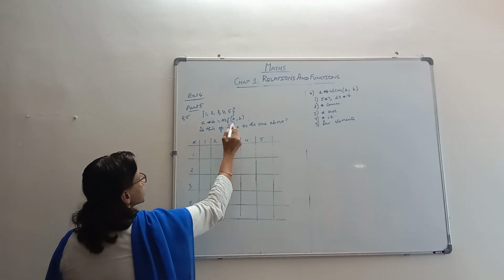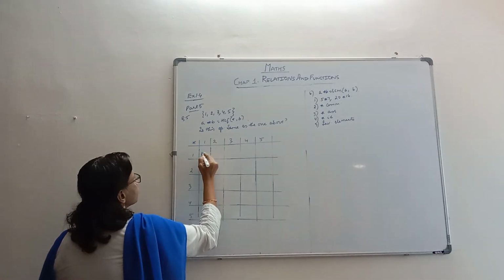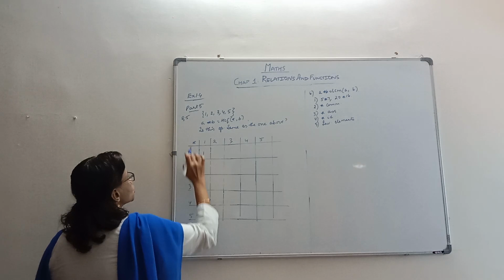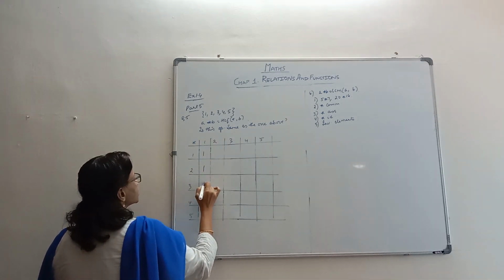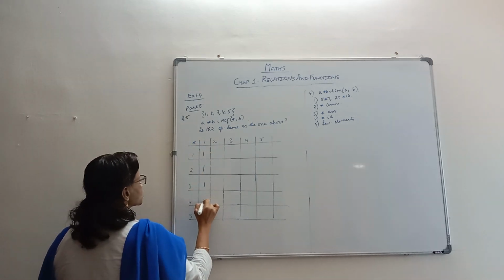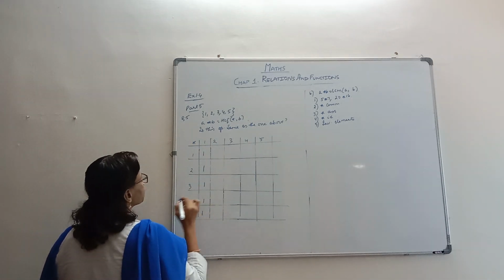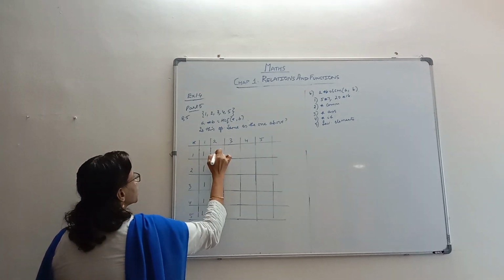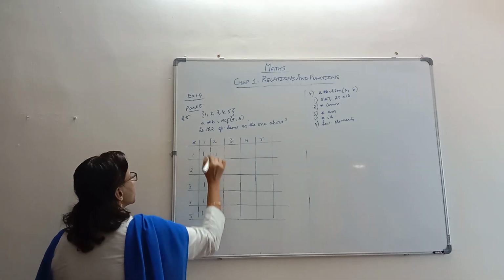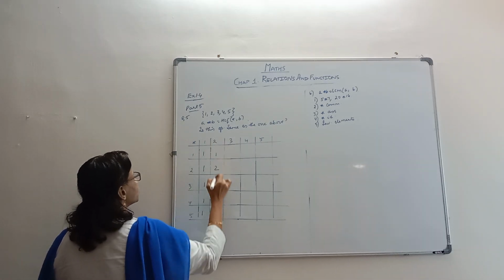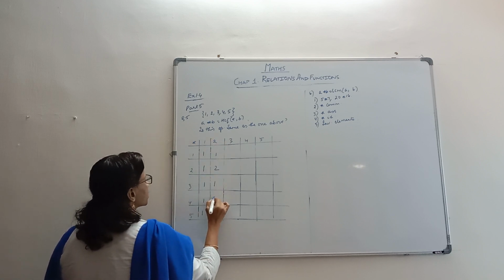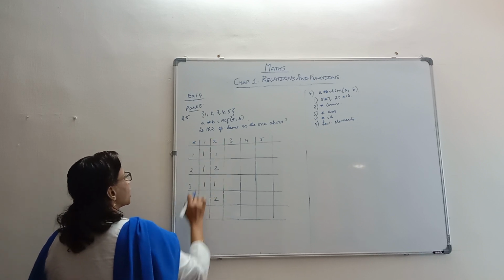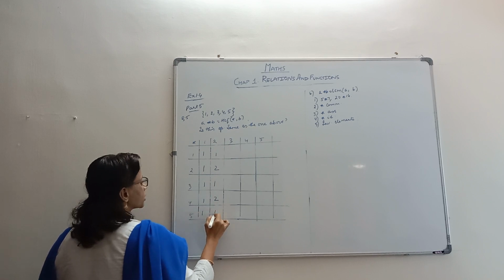A star B is HCF of A and B. So between 1 and 1 the HCF is 1. 2 and 1 HCF is 1. Between 3 and 1 HCF is 1. Between 4 and 1 it's 1, and between 5 and 1 also it's 1. Then between 1 and 2 HCF is 1. Between 2 and 2 it's 2. Between 3 and 2, because they have no common factors, it's 1. Between 4 and 2 the common factor is 2, so it's 2. Between 5 and 2, because there's no common factor, it's 1.